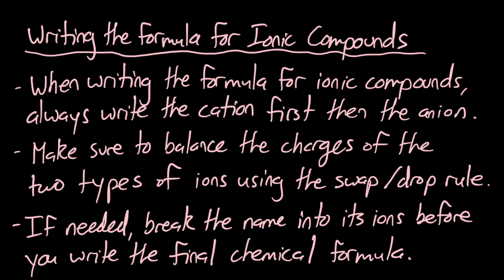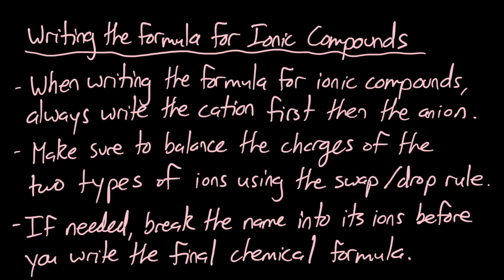Today we will be discussing writing the formula for ionic compounds when given the name. We're going to go through a few rules and then we'll go through a few examples. So rule number 1 states when writing the formula for ionic compounds, we're always going to write the cation first and then the anion. So the positively charged ion will be written first, and then the negatively charged ion will be written second.